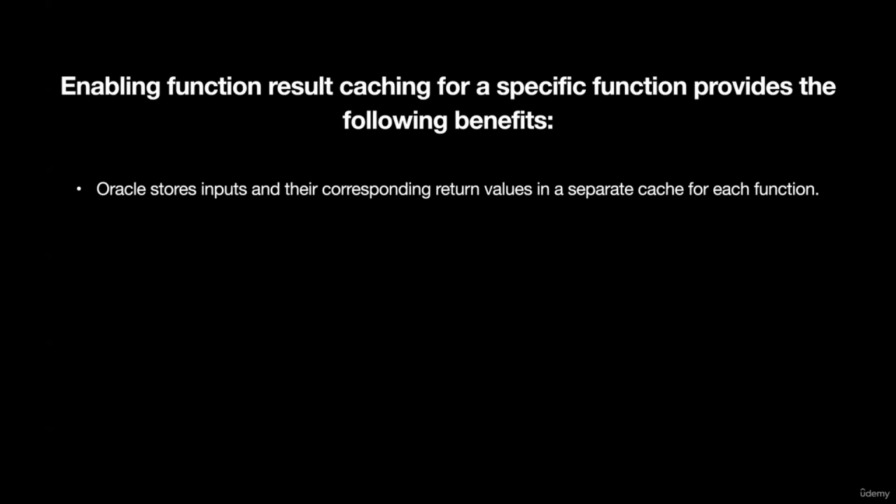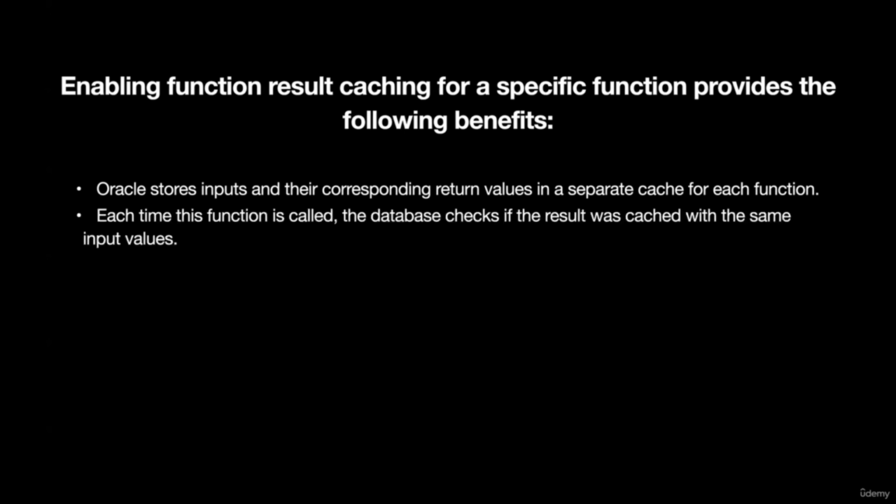In Oracle Database 11g Release 2 and later, the function result cache is even shared between instances in the Real Application Cluster, or RAC for short. Each time this function is called, the database checks if the result was cached with the same input values. If there is a cached result, the function is not executed. Instead, Oracle simply returns the stored value.